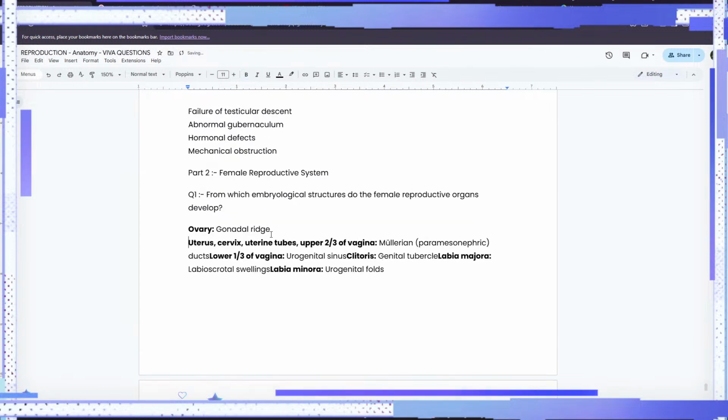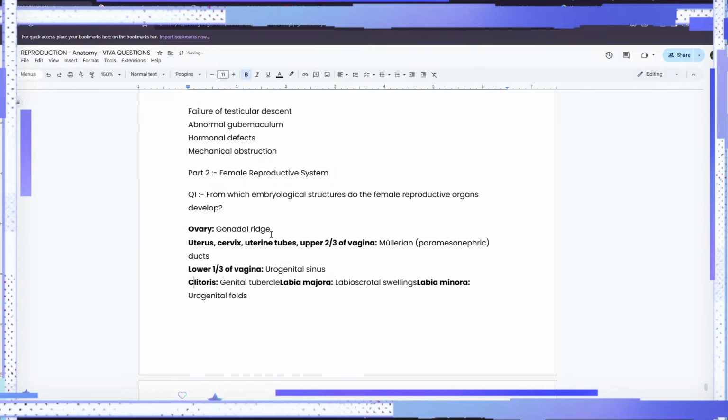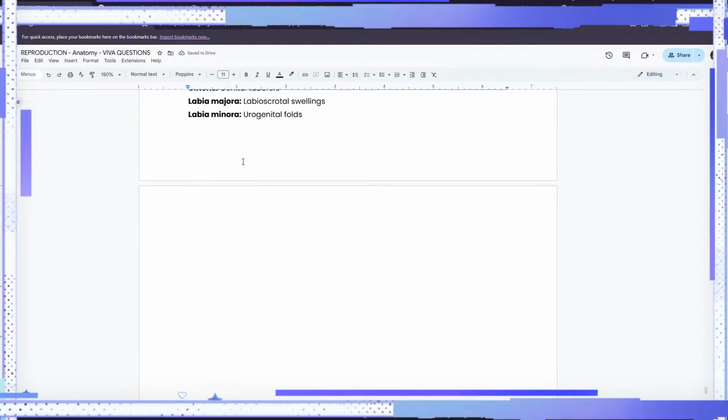So the ovary is from the gonadal ridge. The uterus, cervix, uterine tube, and upper two-thirds of the vagina are from the Mullerian ducts, or the paramesonephric ducts. The lower one-third of the vagina is from the urogenital sinus. The clitoris is from the genital tubercle. Labia majora from the genital swellings and labia minora from the urogenital folds. Awesome stuff, isn't it?